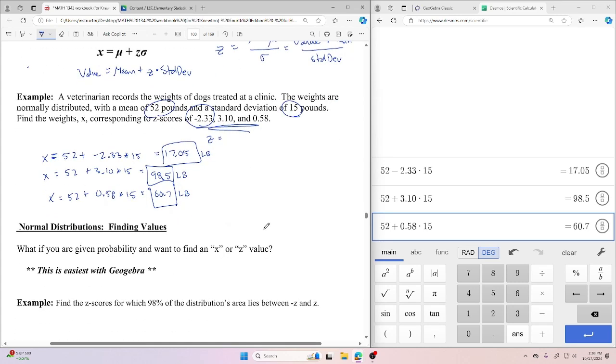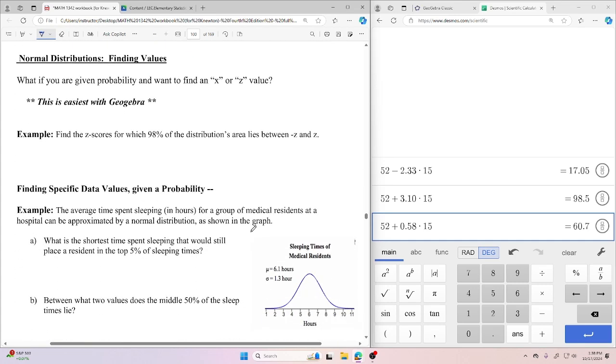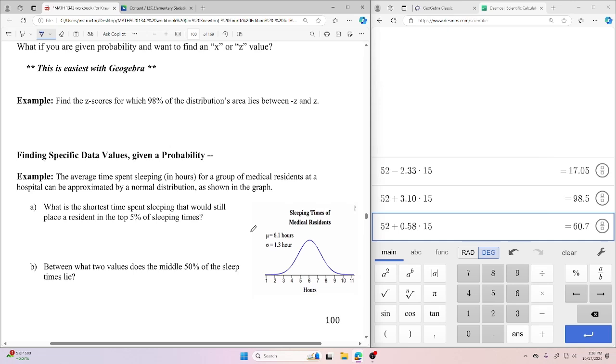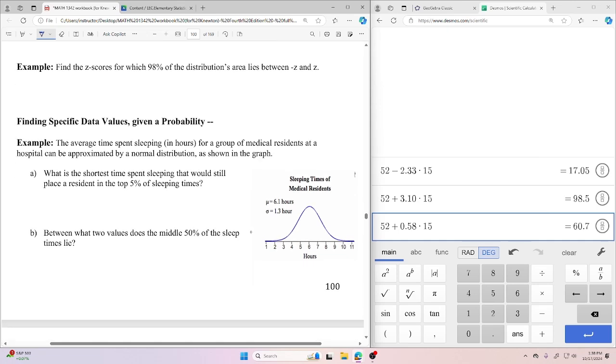All right. So going forward, we're going to be using GeoGebra to find values that are not so easy like that. Perfect example right here. So let's do this. Average time spent sleeping for medical residents. So apparently they don't sleep much. They have only 6 hours on average with a standard deviation of 1.3. And they're asking how much time is spent sleeping if they're in the top 5% of sleepers. Sleepy doctors. It's like, what do we do?